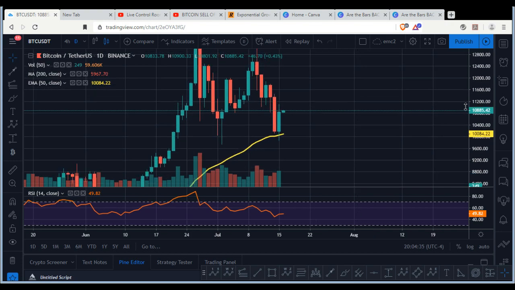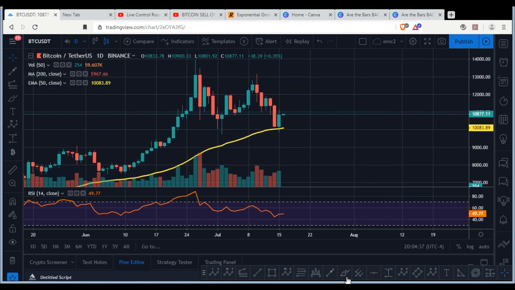Okay, we're looking for a double bottom. This double bottom doesn't mean we're going to get a bullish candle and a bearish candle. It could be like this. It could last for like 10 days or so.